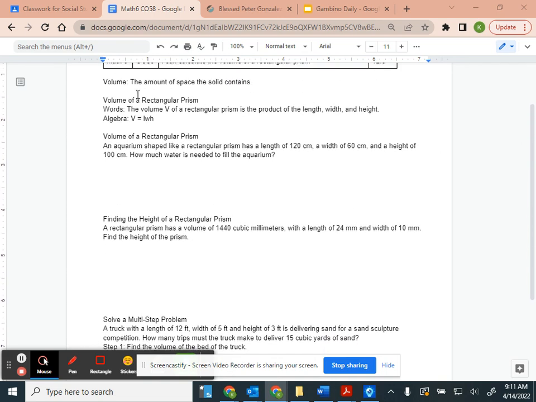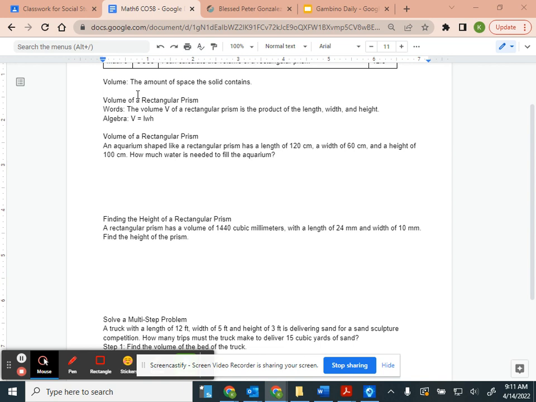So the volume, we're not talking about loudness, not that kind of volume, how loud or soft something is. This volume is the amount of space the solid contains. How much can we put into it?